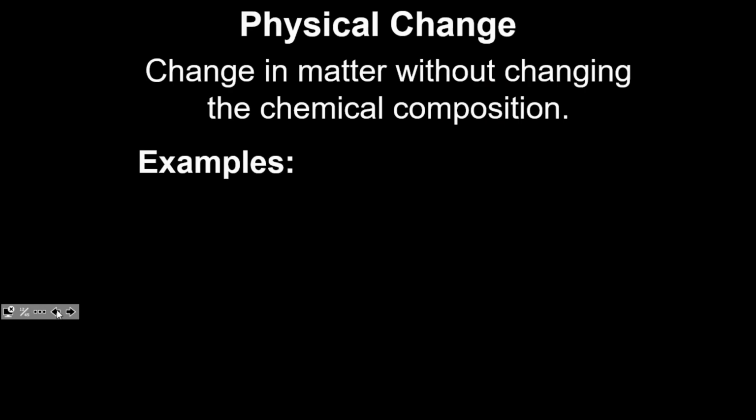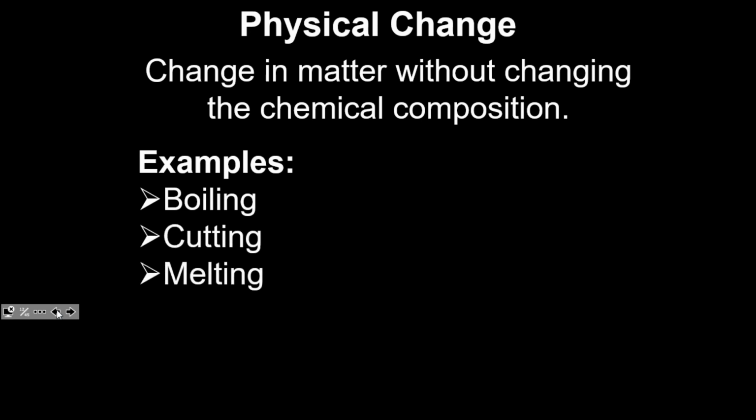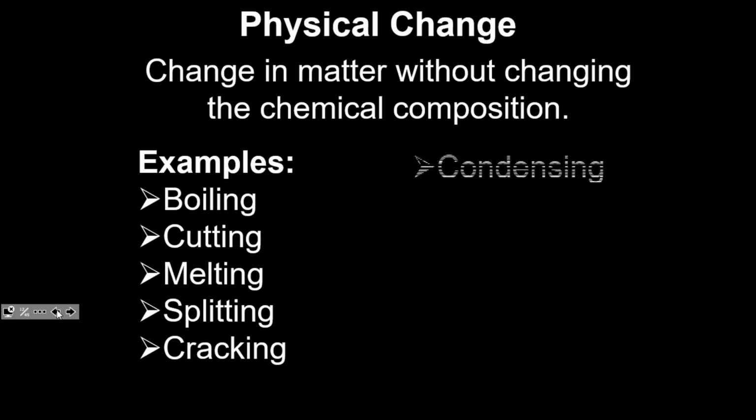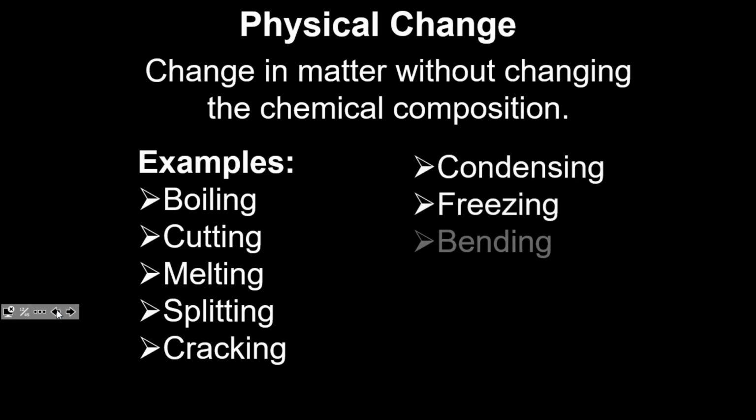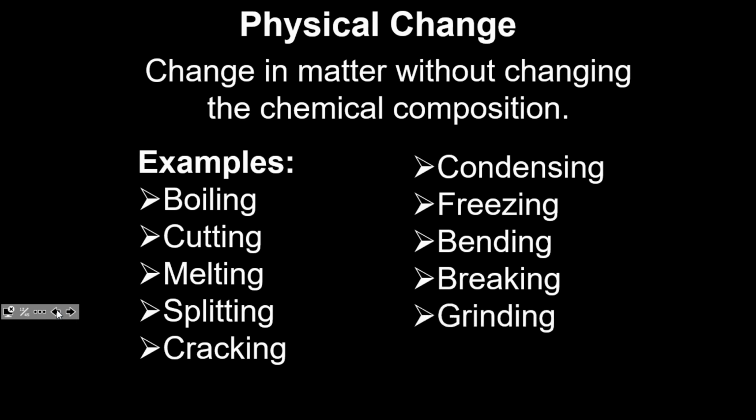A physical change is a change in matter without changing the chemical composition of something. So for instance, boiling, cutting, melting, splitting, cracking, condensing, freezing, bending, breaking, and grinding. All of these things you can do to an object without actually changing what the object is made of, and that's the key there. If I boil water, I turn it into a gas, but I'm not actually changing the fact that it's water. It's just in a different phase of matter. If I cut a piece of paper, well, it's still paper. I haven't changed the fact that it is indeed paper.